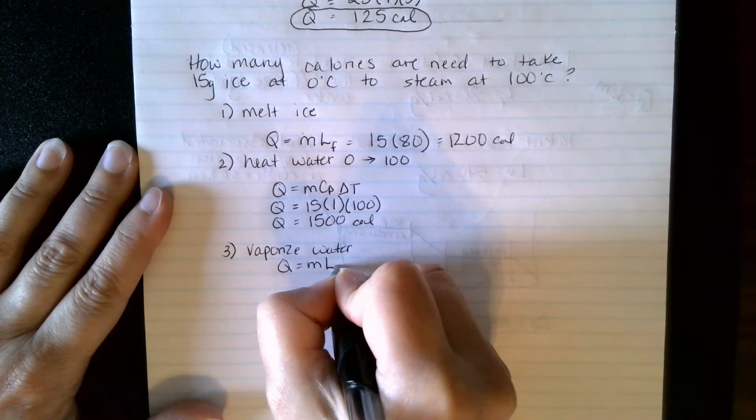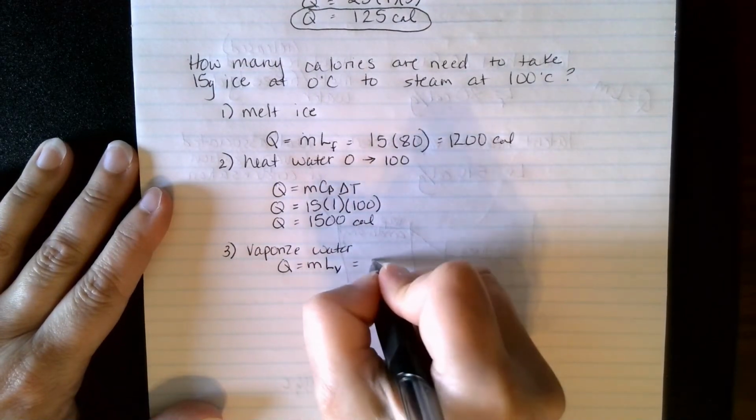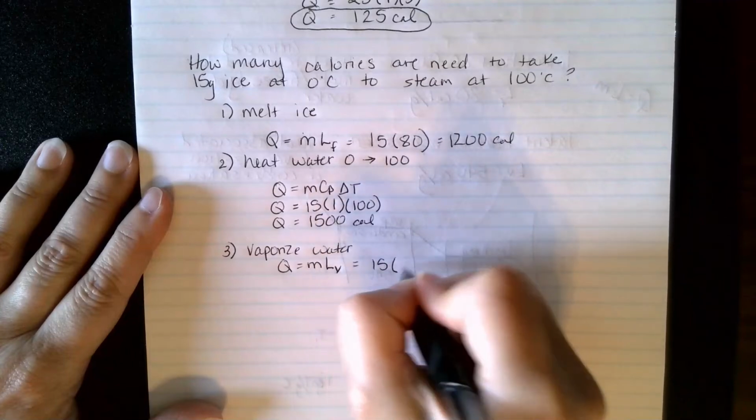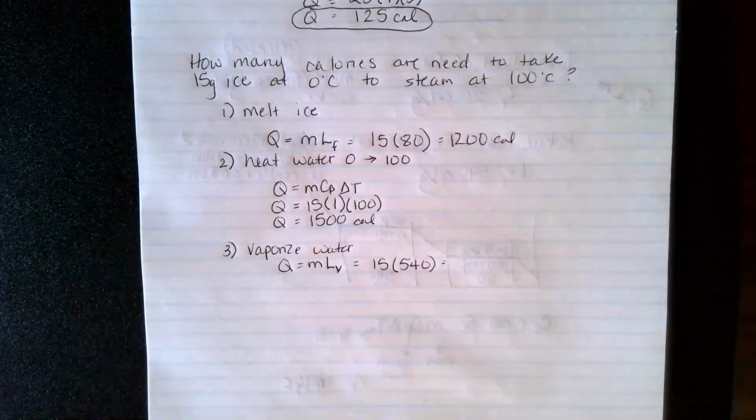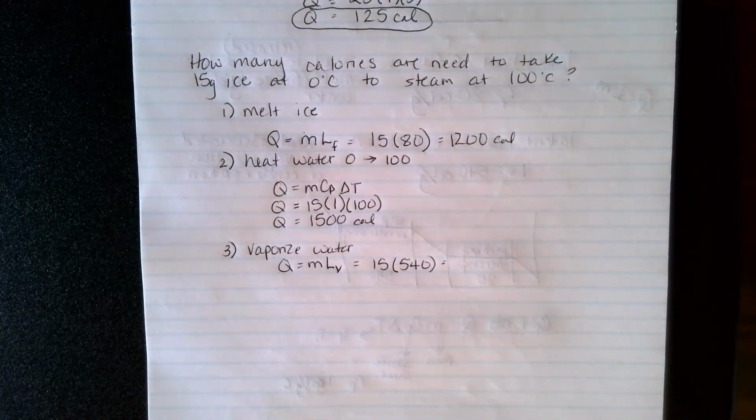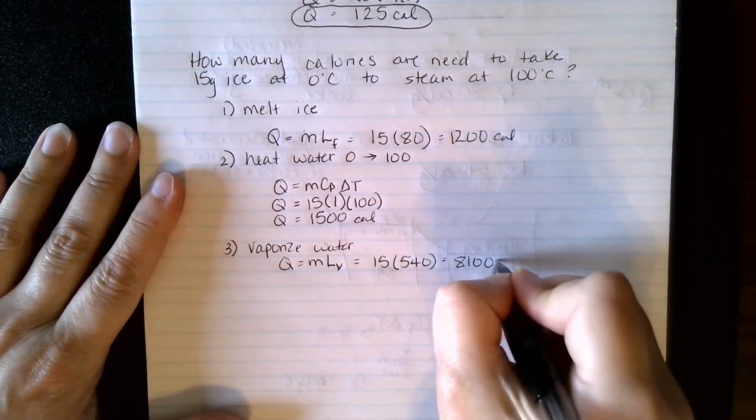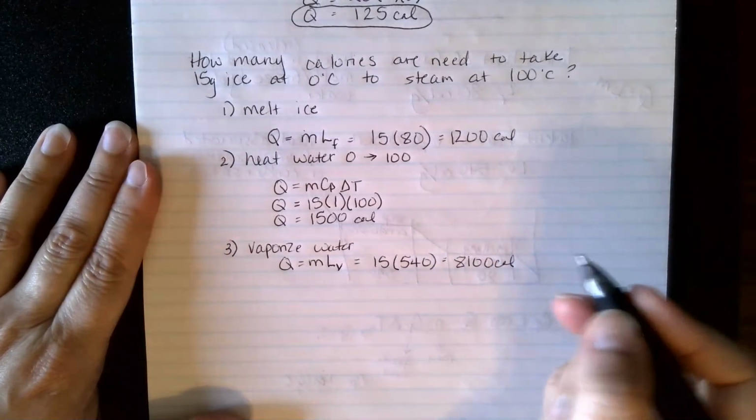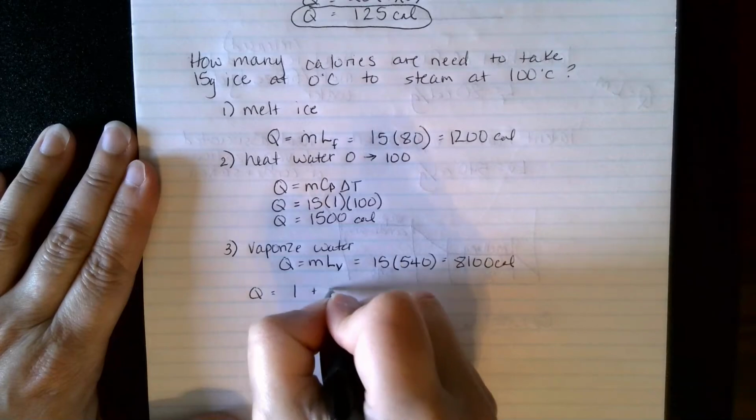And now I'm vaporizing, so I'm going to use the vaporization, the latent heat of vaporization. So 15 times 540. And this is going to be 8,100 calories. Okay, so the total is going to be step 1.